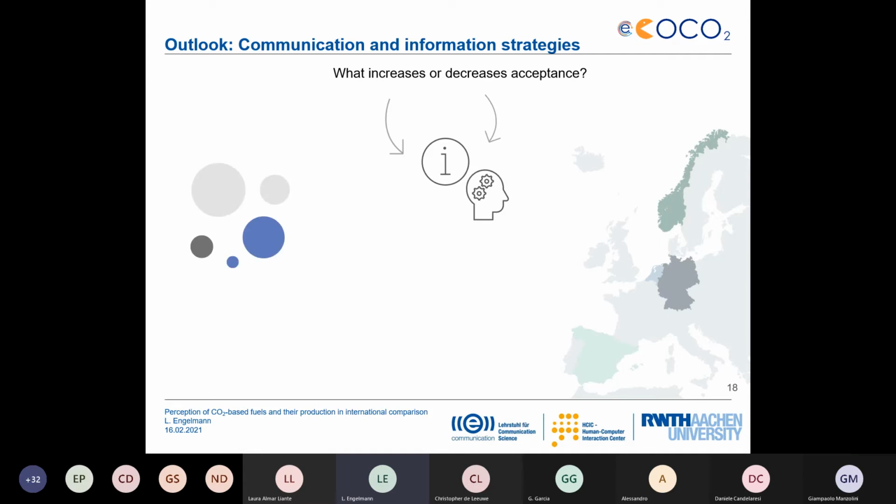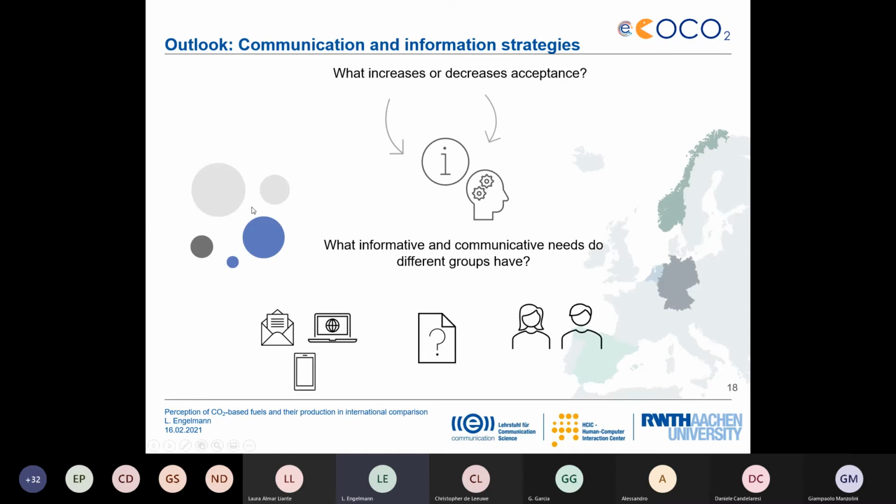For example, we know that in technology adoption, there are distinguishable groups like early adopters that can bring their individual communicative and informative needs. And what we attempt to do is to identify these groups in the data in order to develop group-specific communication strategies. We have to ask ourselves, what does somebody who is either already open or opposed to sustainable technologies need to be informed about? And also, how do we reach these groups?